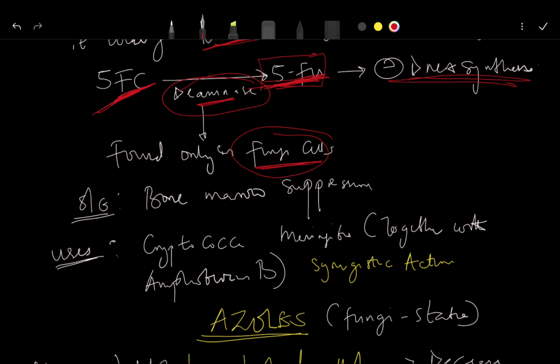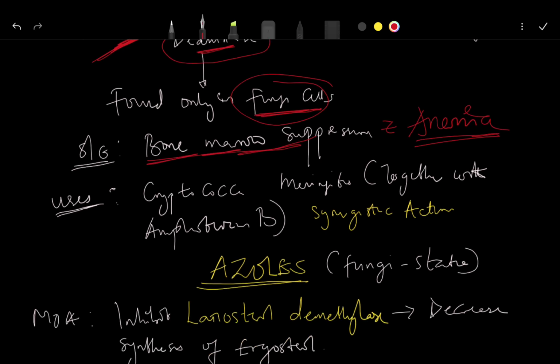As a side effect, based on it inhibiting DNA synthesis, you will notice bone marrow suppression, meaning anemia will come in. Okay, now where do we use this one? I've said it earlier. Together with amphotericin B, we use it for the treatment of cryptococcal meningitis. They have a synergistic effect in such a way that amphotericin B will destroy the membrane, then 5-flucytosine can easily enter inside and target the nucleus. So they have a synergistic effect.